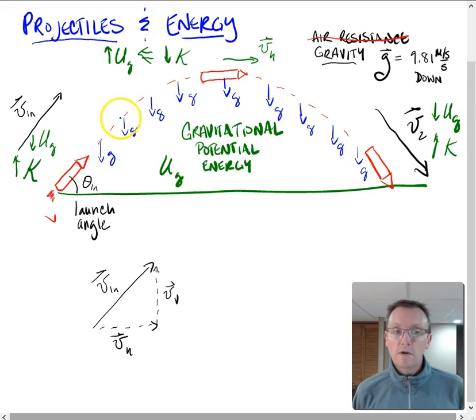And so you can see right here that the sum of it is going to be constant as it goes through its path. It's just going to exchange back and forth between the two types. That works as long as we have ideal conditions. So hopefully that makes sense. So that's projectiles and energy. We're going to talk a lot more about gravitational potential energy and kinetic energy in the next few units. So hopefully that helps. If you have any questions, please let me know.